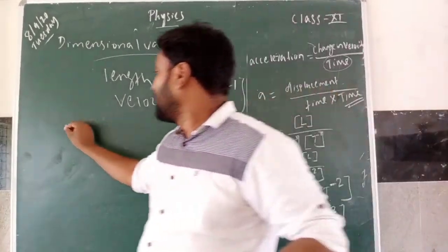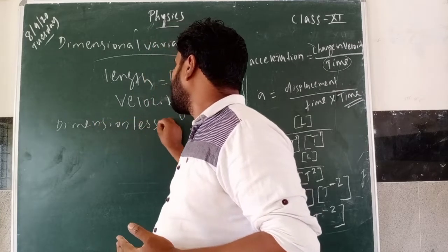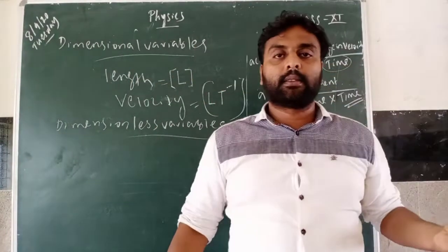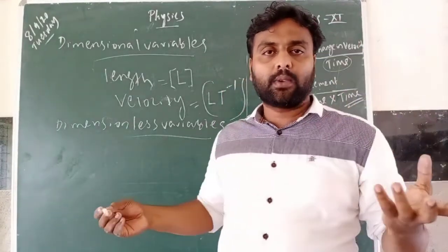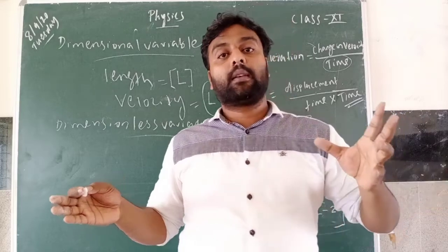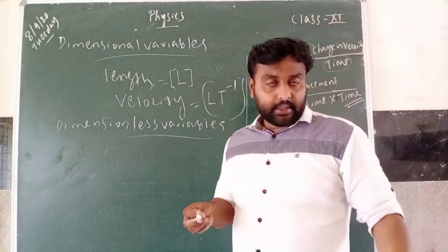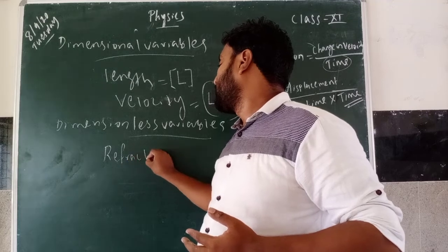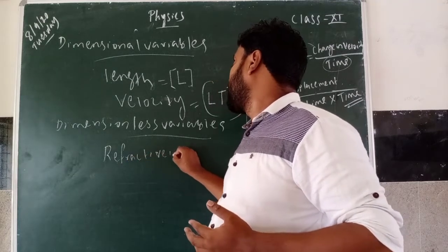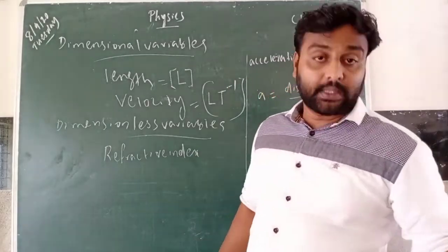Next one is dimensionless variable. In that word it is there. Dimensionless means what? No dimension. But it has some variable values. For example, here it is given refractive index, strain, about elasticity, specific gravity.